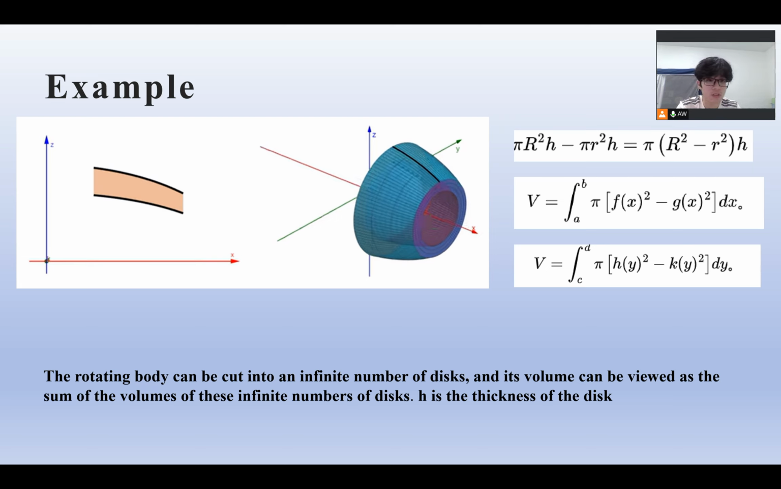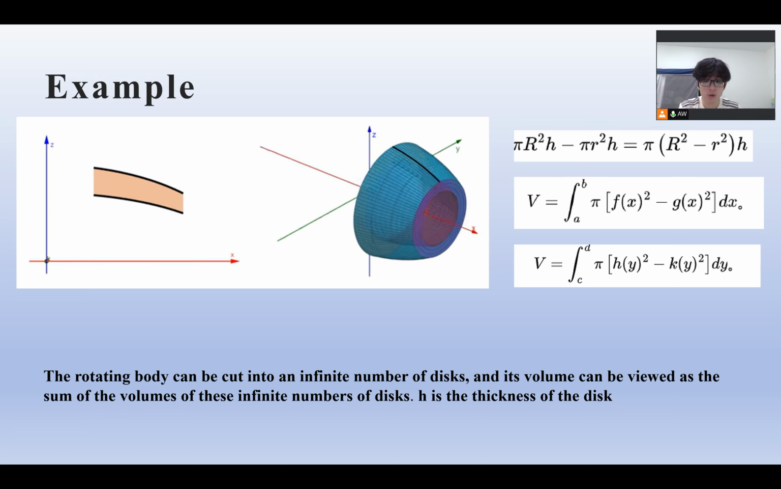So where does this formula come from? As you can see in the first picture, there are two curves, and the area in the middle looks very much like a washer. The rotating body can be cut into infinitely many disks, as you can see in the right picture, and its volume can be viewed as the sum of the volumes of these infinitely many disks.